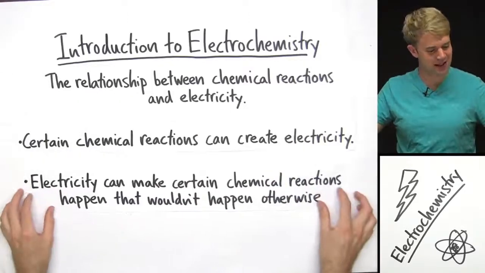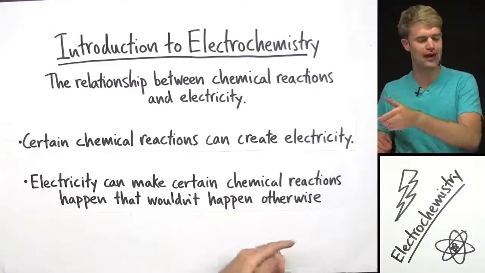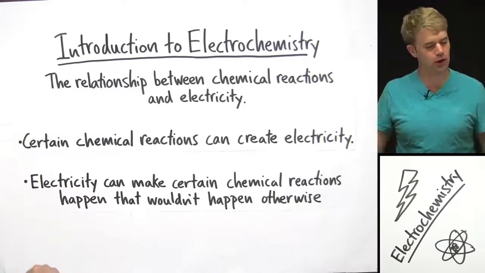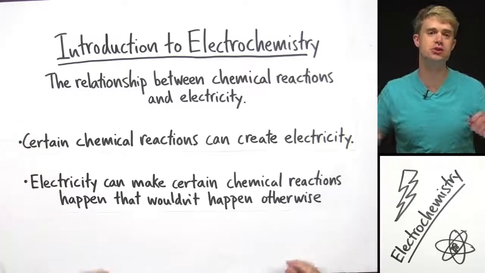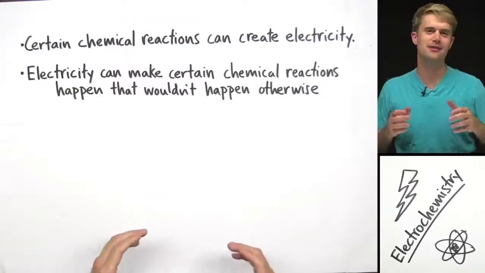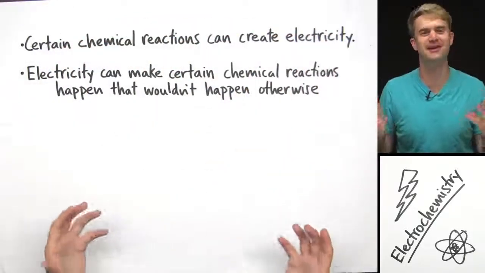The second is that electricity can make certain chemical reactions happen that wouldn't happen otherwise. We'll look at examples of both of these situations. So if we're going to be talking about chemical reactions and electricity here, let's just take a minute to explain what these two things are so we can know what we're dealing with.